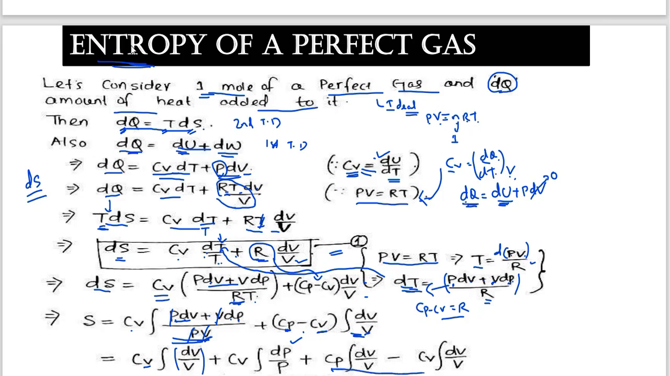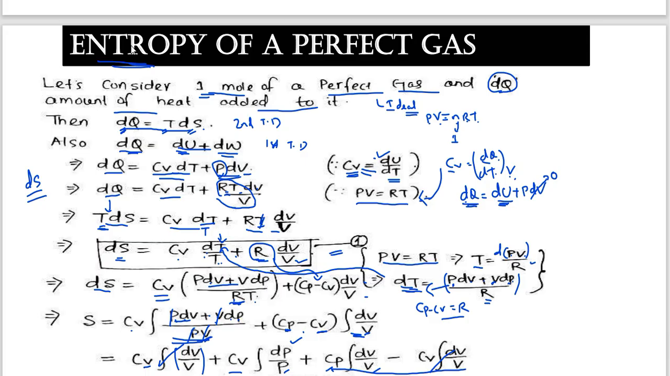So writing this part. Okay, so what will be cancelled? Anything that will be cancelled? Look at the first term, Cv dV by V, and the last term minus Cv dV by V cancel. The remaining part is Cv dP by P plus Cp dV by V. Now easily we can integrate.